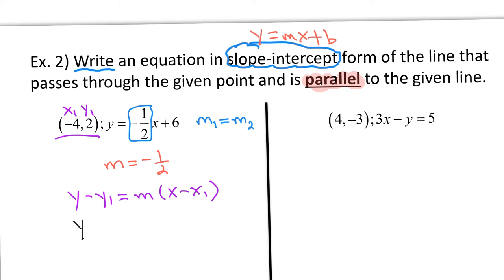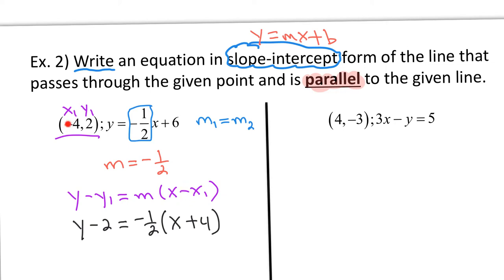Y minus y1 will be y minus 2 equals negative 1/2 times the quantity of x, and the negative 4 becomes positive. You do the opposite. You change the sign, plus 4. And I'll tell you guys why you change the sign. For the x1, there's a negative 4. The formula has a negative.